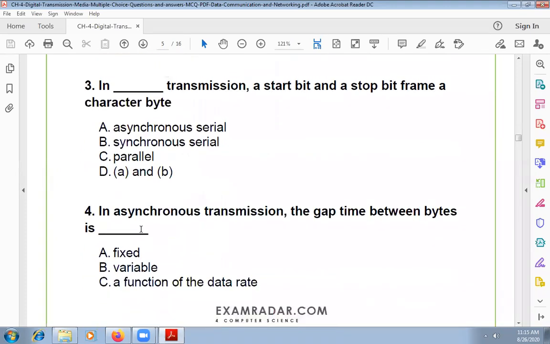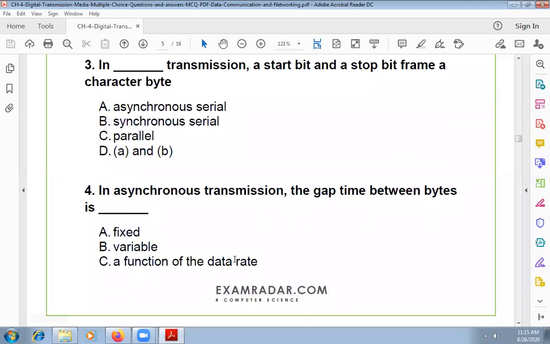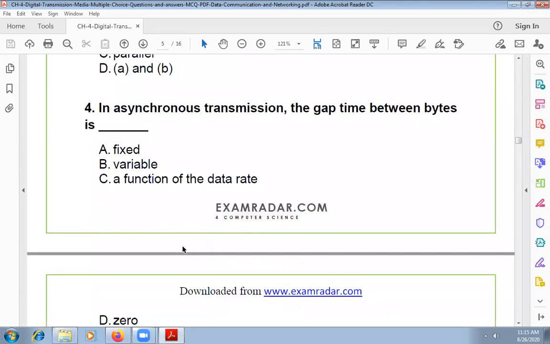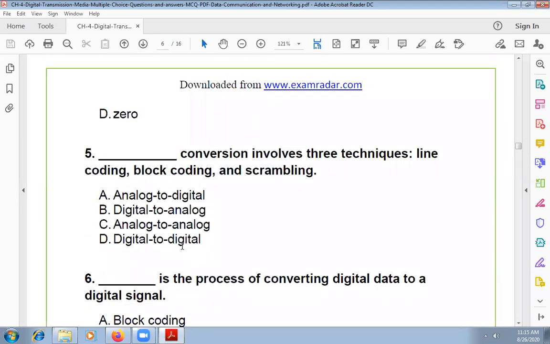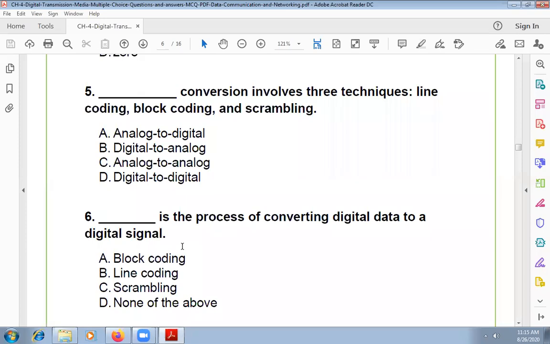And in asynchronous transmission, the gap time between bytes is, in asynchronous. Can I come again? Once again. B, sir. Variable, sir. Good. And just one more, then we can go into that.